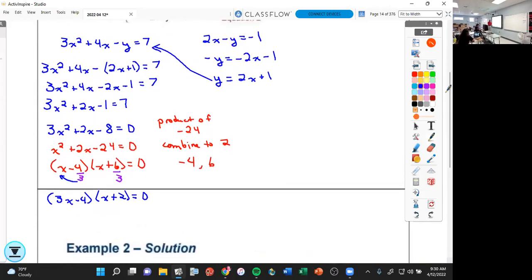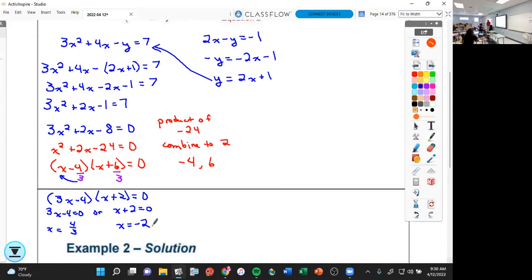Not -4 and 2 at all. Set each of them to 0. 3x minus 4 equals 0, or x plus 2 equals 0, which means x equals 4/3, or x equals -2. I now have to substitute both of those into the other equation.